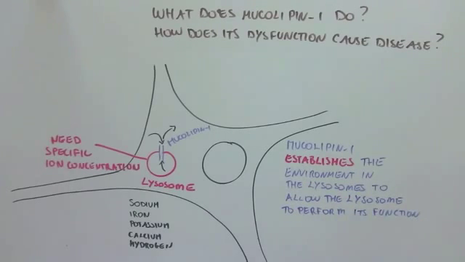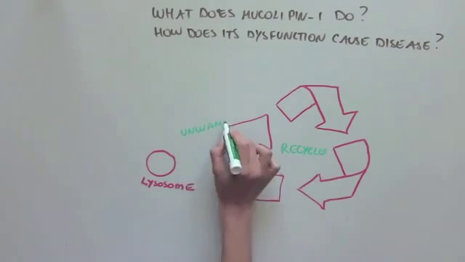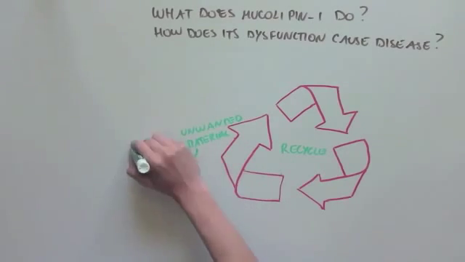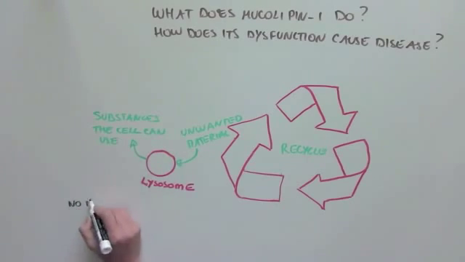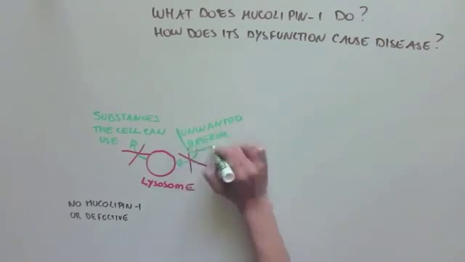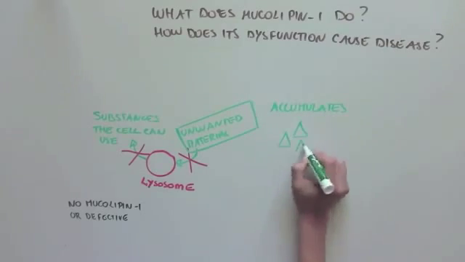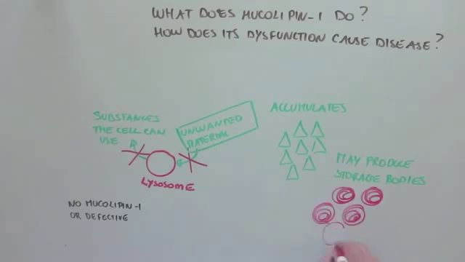So what is the function of lysosomes? Well, lysosomes can be seen as the recycling center of the cell because they process unwanted material into substances that the cell can use. So, if mucolipin-1 is defective or absent, the environment of the lysosome is not optimal to perform these recycling functions. This defect in recycling debris is thought to be responsible for the accumulation of the storage bodies that accumulate in ML4, but this hasn't yet been proven.